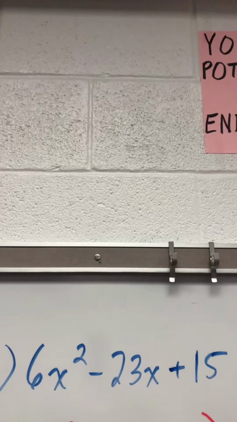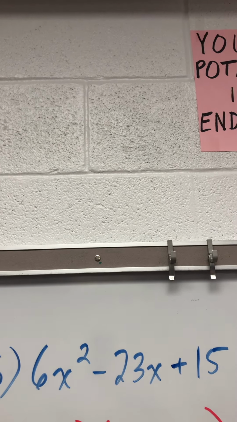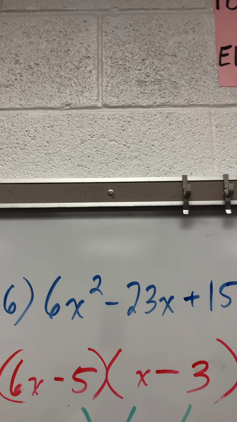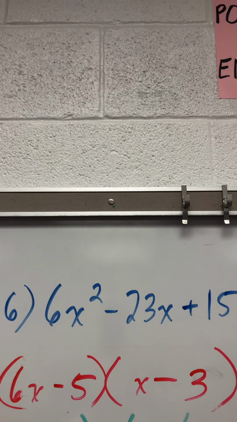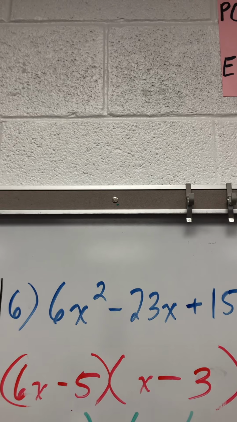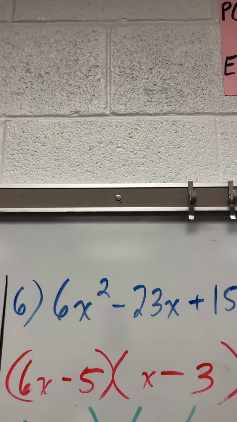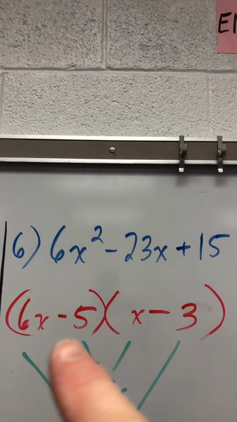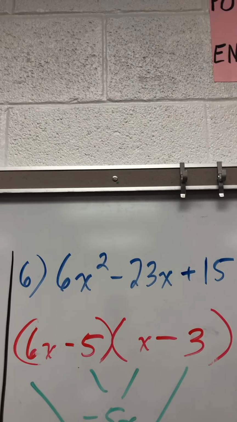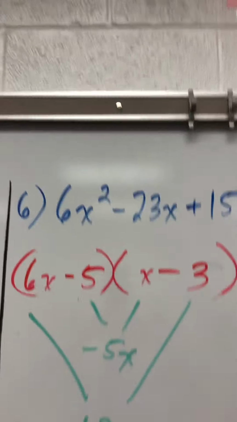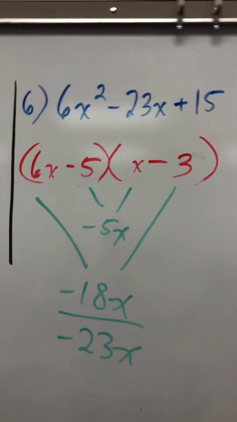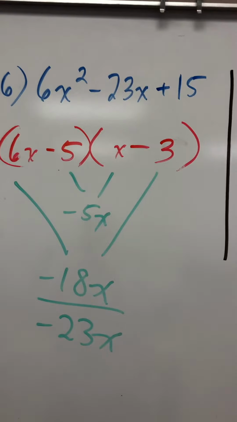What times what makes 6? Well, 2 times 3, but we're going to do 6 times 1. Negative 5 times negative 3 makes positive 15. Note, once again, the 3 isn't going to go here because those are multiples of each other. Okay. Negative 18, negative 5 makes negative 23. Ding!